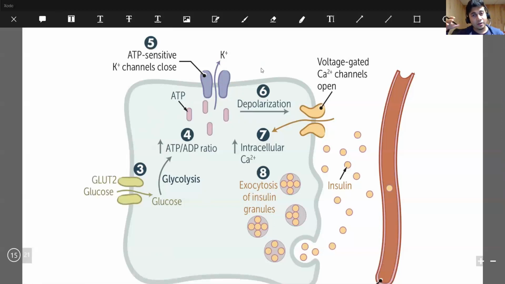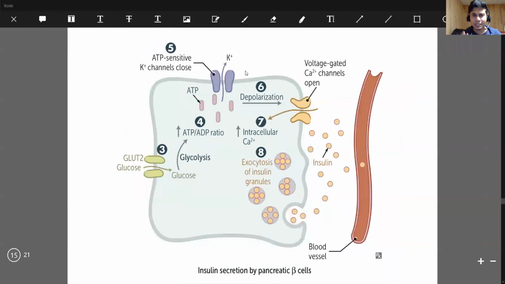The cell has a voltage difference, and this voltage difference opens up some calcium channels. Calcium comes in and pushes out your insulin-containing vesicles. Insulin is out. That's how insulin comes out of your beta cell. Now this is one of the major ways insulin is released.